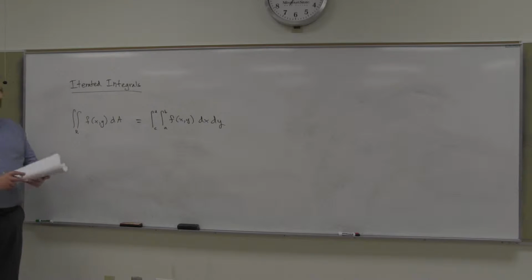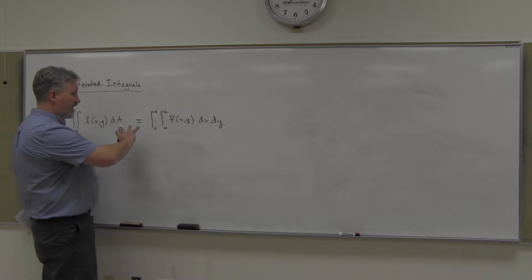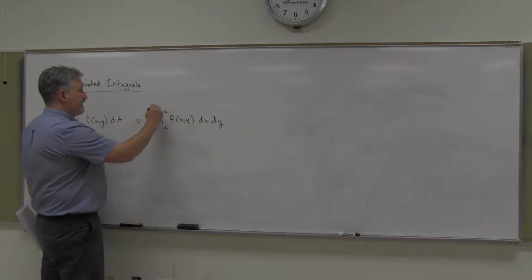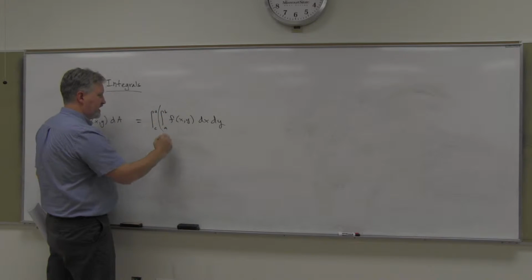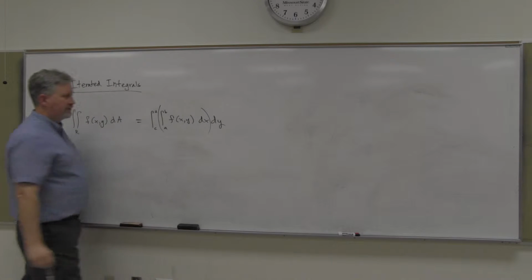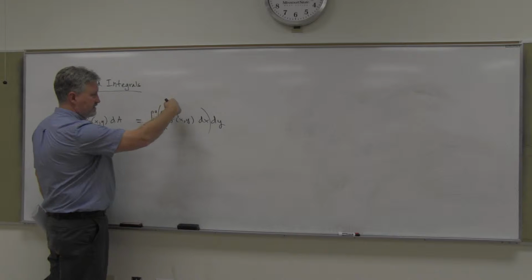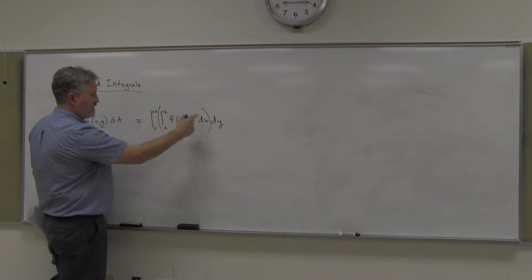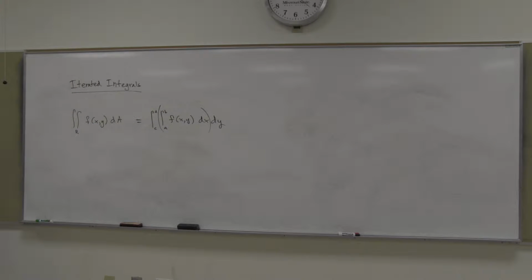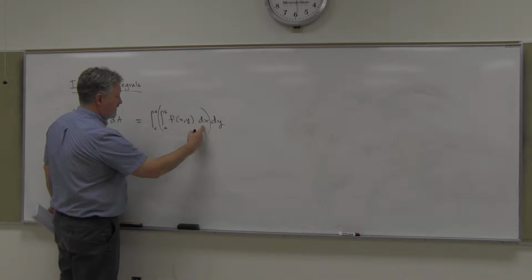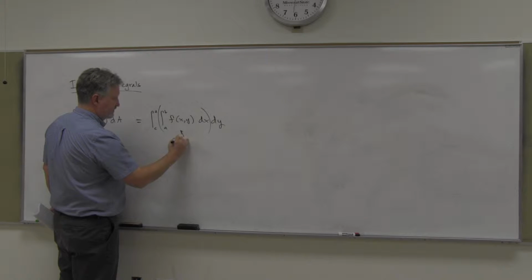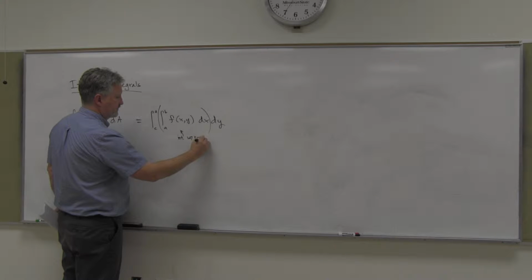All right, so here's what I've got. I've got two integrals, and then what you do is you look at the innermost first. The innermost one I have here is an integral from A to B of this f(x,y) dx. What that means is I'm going to integrate with respect to x.